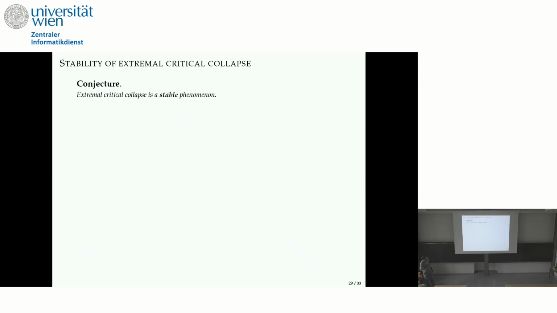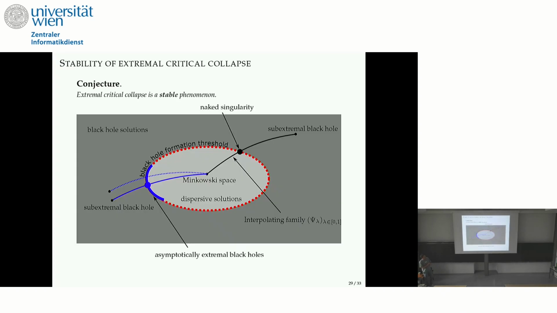Okay, so finally, now we want to formulate a conjecture, which some people believe, but I know that Carsten is more critical about this, that this is a stable phenomenon. What I mean by this is that if we perturb the curve which we constructed before, then again, once you hit the black hole formation threshold, there should be asymptotically extremal black holes arising on that threshold. So this is also a non-trivial statement about the interior of black holes.